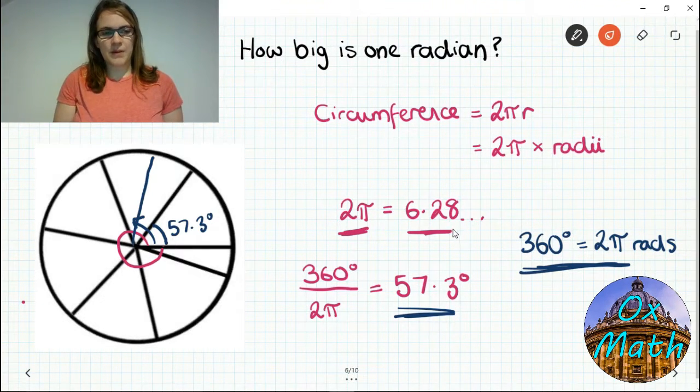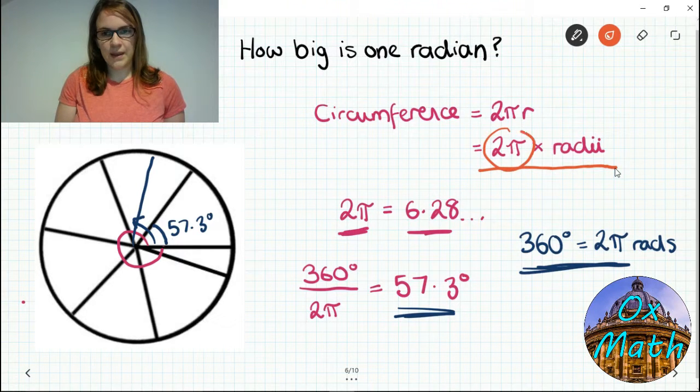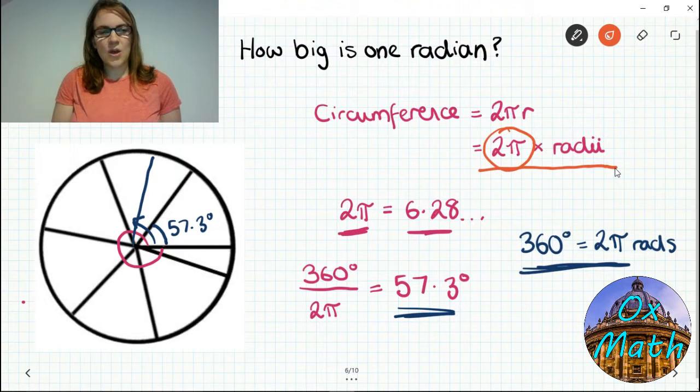And to help you remember that there are 2 pi radians in a circle, it helps to remember that a radian is the angle that gives you an arc length equal to the radius. Because we know the circumference is equal to 2 pi lots of the radius, we must be able to fit 2 pi of them, so 2 pi radians, in a complete circle, or in 360 degrees. That is one reason why radians are more useful, because they are a direct link between the angle and the arc length, or circumference, of the circle.